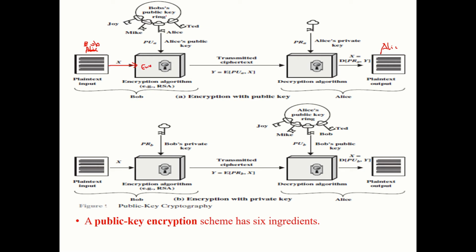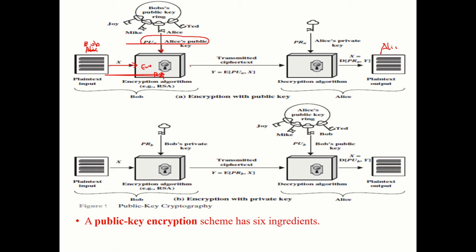Now what happens is that he goes and gets Alice's public key from the key authority, and encrypts the message using Alice's public key. He gets the key from the key distributor, which holds all the keys for the subscribers. He does not need Joy's, he does not need Mike's, he needs Alice's public key. So he encrypts the message using Alice's public key, which is publicly available, and then this will be transformed. The algorithm could be the RSA algorithm.